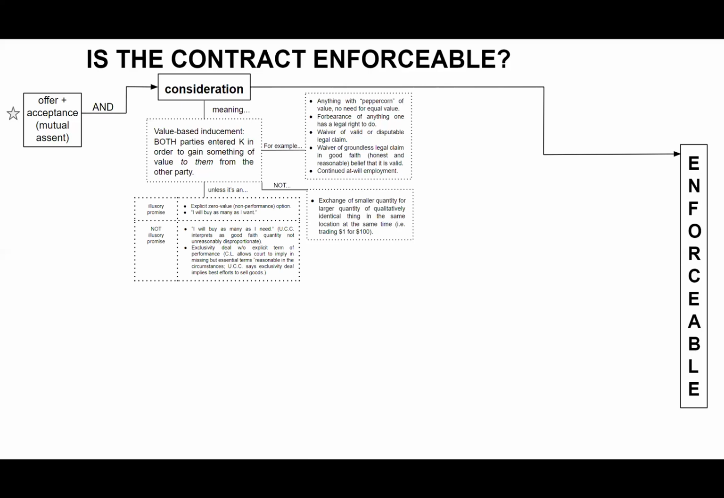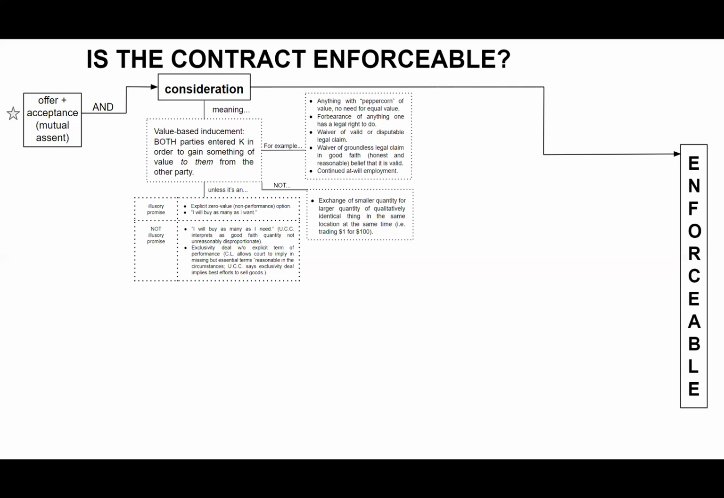Okay, one more thing to talk about here. We don't have consideration if we have an illusory promise. What's an illusory promise? This is going to be a promise with an explicit zero value option or a non-performance option. So if a party enters a contract and what they agree to is, I will buy as many as I want, well, the amount that they want could be zero. So if they want zero, they're agreeing to possibly not buy anything. That's going to be an illusory promise.